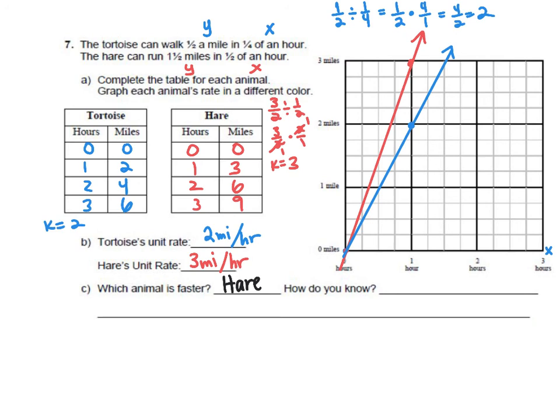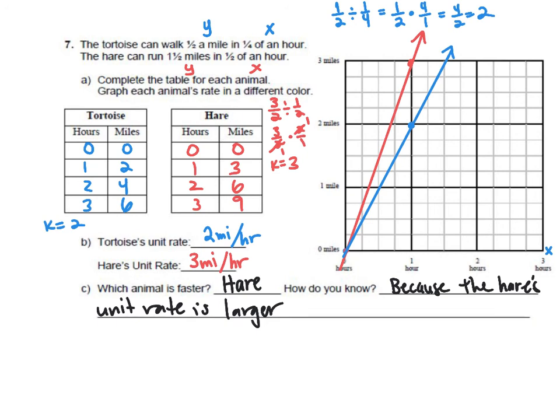Okay, so blue is the tortoise and red is the hare. A couple of different things I notice here. If I'm going by just the mathematics of what I did with the tables and the constant proportionalities and the unit rates, I could just say the hare, and how did I know? Because the hare's unit rate is larger, right? You want more miles. If you're talking about speed, right? Faster is more miles per hour, as you know.